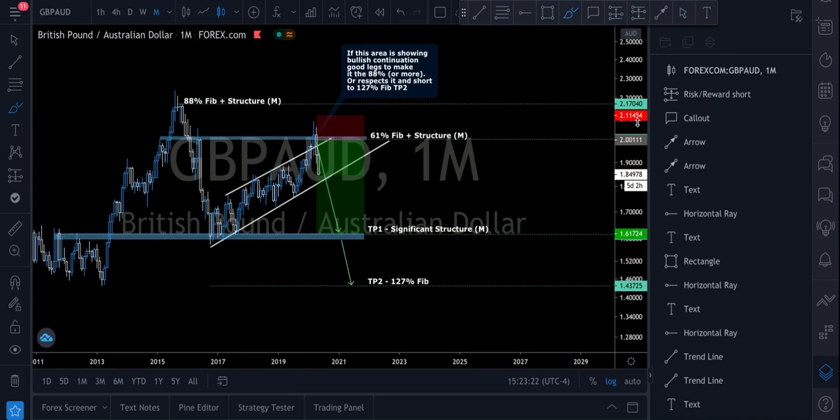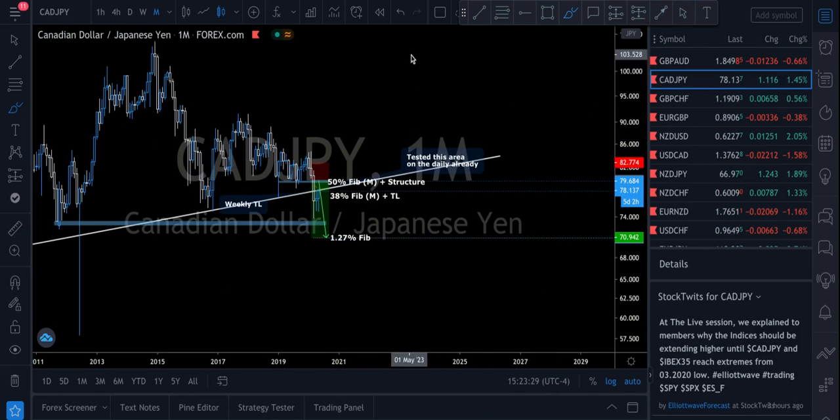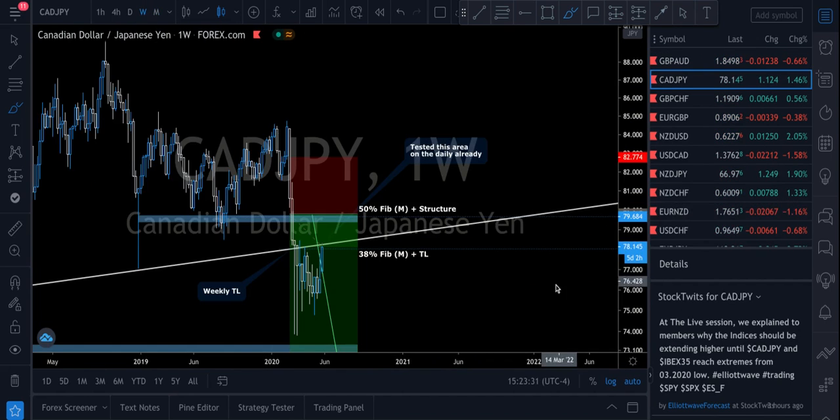So anyways, this is Pound AUD. And if you have been looking through our channel, you can see that we've been doing several of these different type of analysis on multiple different pairs. You can see that CAD JPY is one that I'll be reviewing soon because it's about to enter an entry zone.